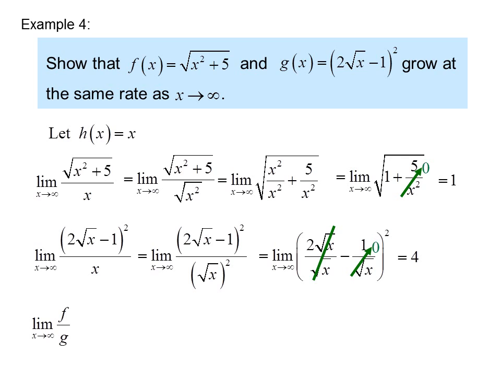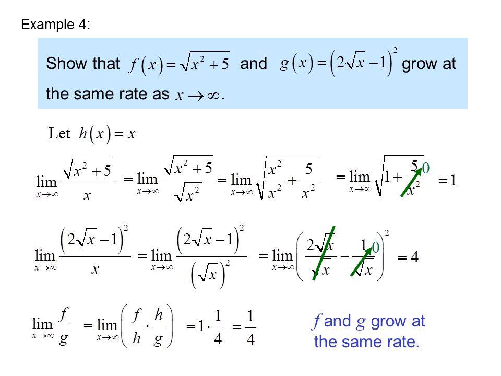The limit as x goes to infinity of f over g is equal to the limit as x goes to infinity of f over h times h over g, which is 1 times 1/4, or 1/4. f and g grow at the same rate.